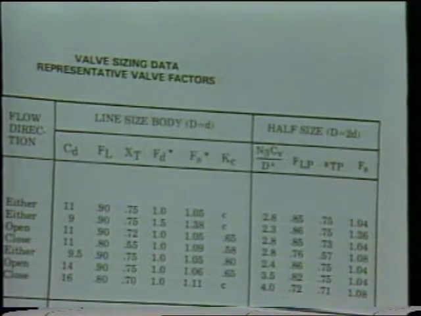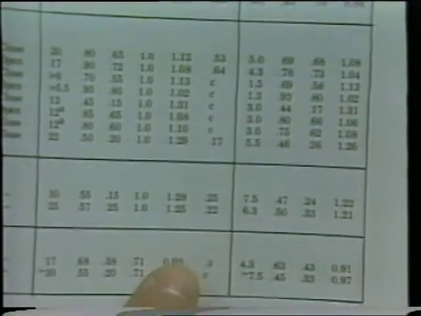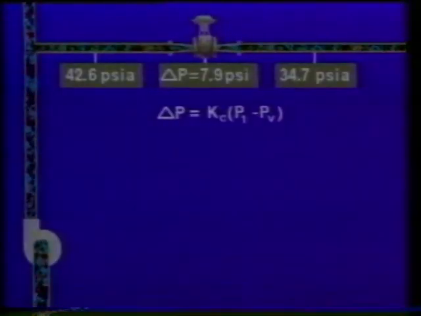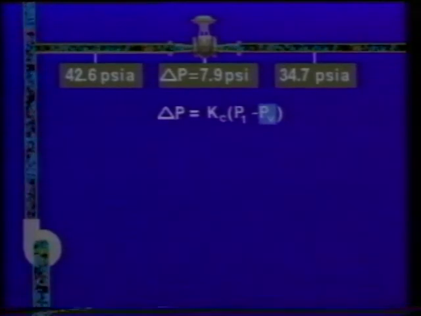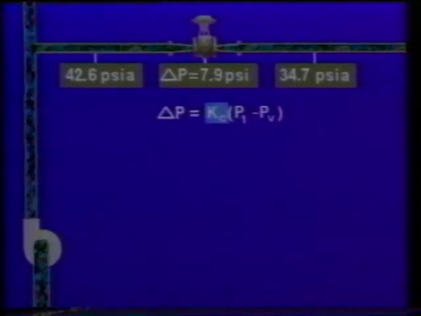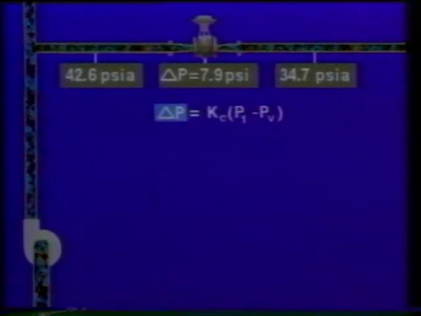This method relies on the use of an experimentally determined cavitation index, K sub C, that is available for many valve styles. The published value for our valve is 0.3. This is the formula we'll be using. As you can see, the pressure of the fluid at the valve inlet, the vapor pressure of the fluid, and the cavitation index are used to calculate a differential pressure. This is an estimate of the differential pressure across the valve at which cavitation will begin.